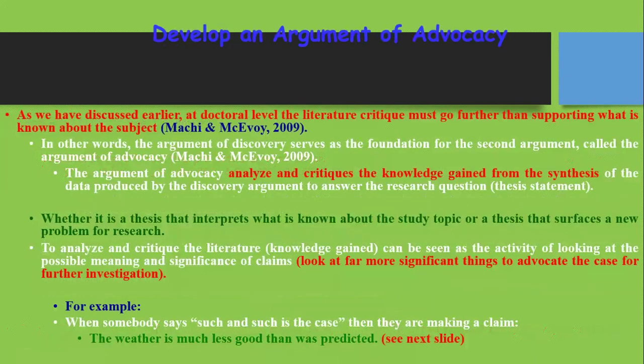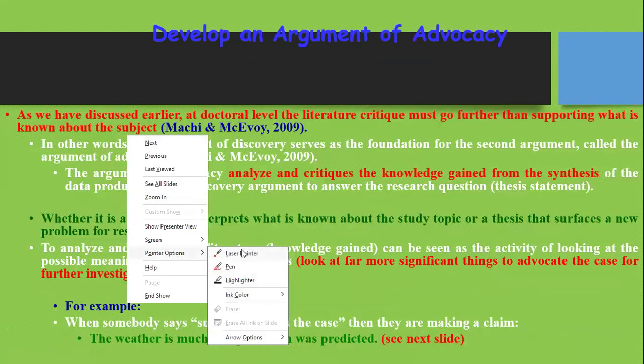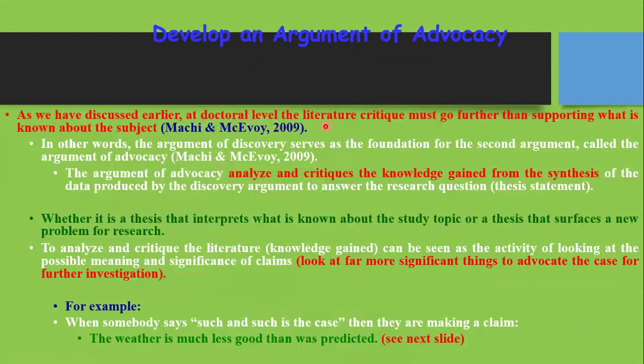Develop an argument of advocacy. As we have discussed earlier, at a doctoral level, the literature critique must go further than reporting what is known about the subject. In other words, the argument of discovery serves as the foundation of the second argument, called the argument of advocacy. So whenever you create an argument, you need to identify whether you are advocating some other argument or whether you are discovering something new.